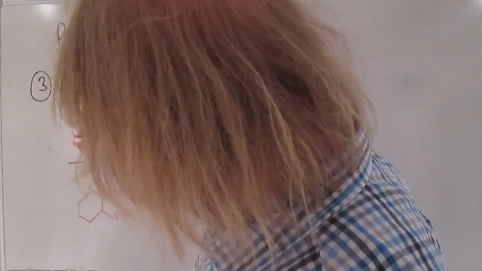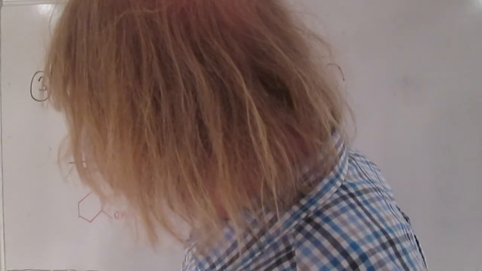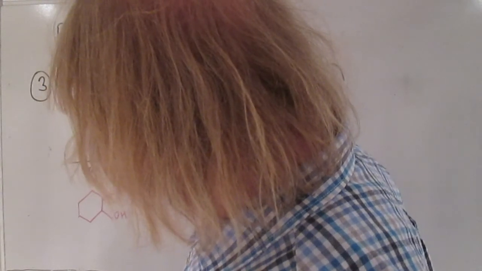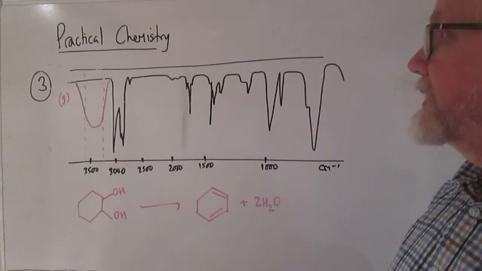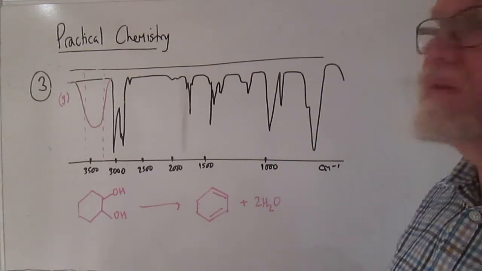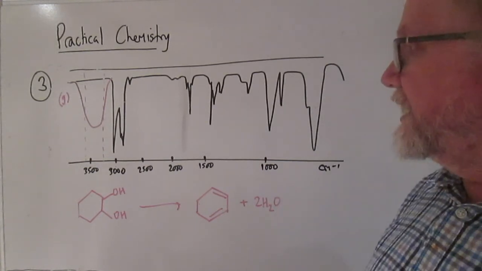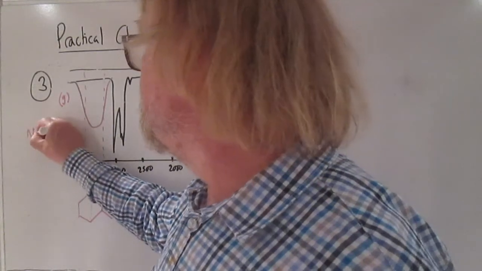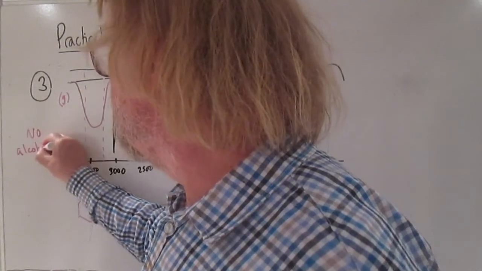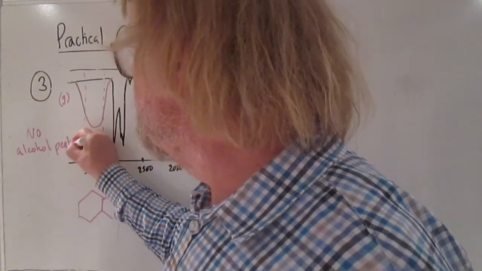So there should be a peak, and you've seen lots of these. 3,600 is here, 3,200 is sort of here, and if there were unreacted OH groups, we should be seeing a peak that looks something like that, and you can see we really haven't. There's just nothing in that part of the spectrum. So we can be very confident that the alcohol OH groups are not there, but what you must write down is that there is no alcohol OH peak, and then you must quote the wave numbers.